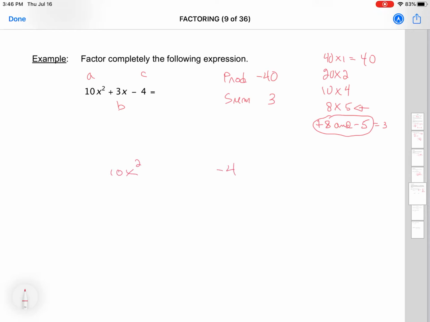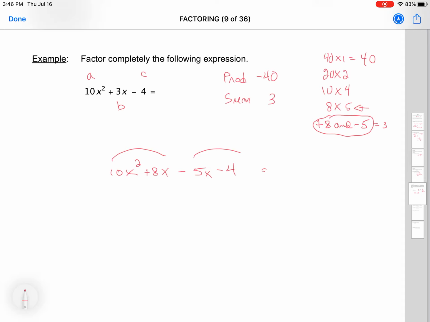So 10x squared minus 4. And we replace the 3x with 8x minus 5x. What is that equal to? Well, still some work is needed. Double factoring is the key.